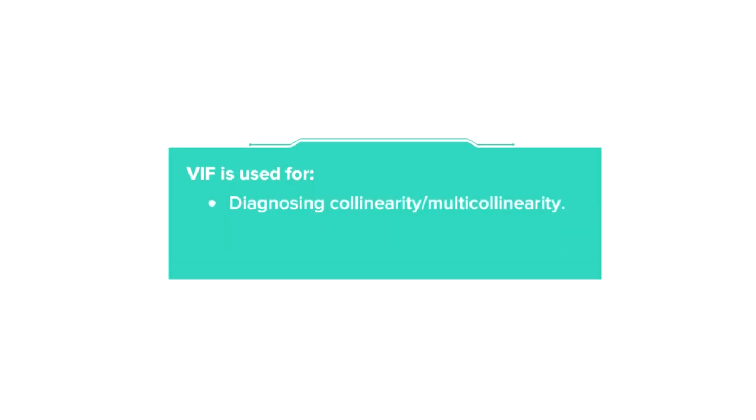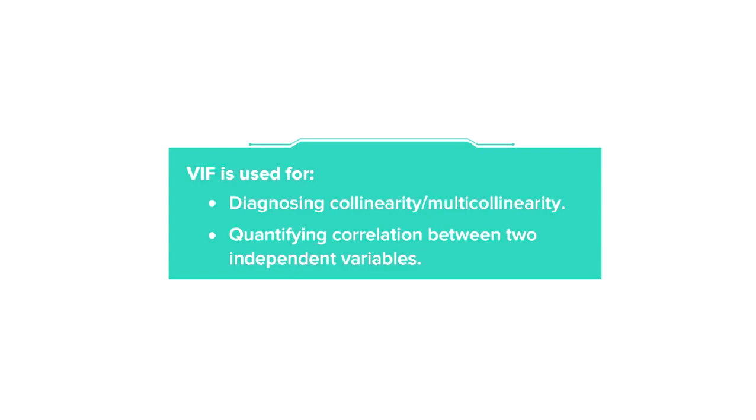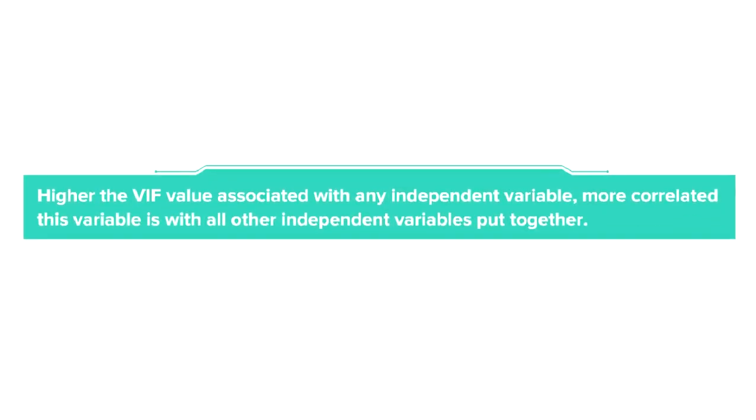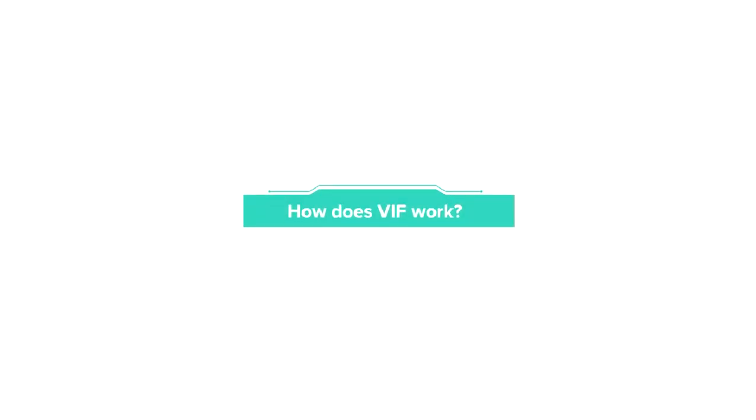Let's see what it does. It is used for diagnosing collinearity or multicollinearity, and it quantifies correlation between two independent variables. The interpretation of VIF is such that higher the VIF value associated with any independent variable, more correlated this variable is with all other independent variables put together. Let's see how VIF actually works.